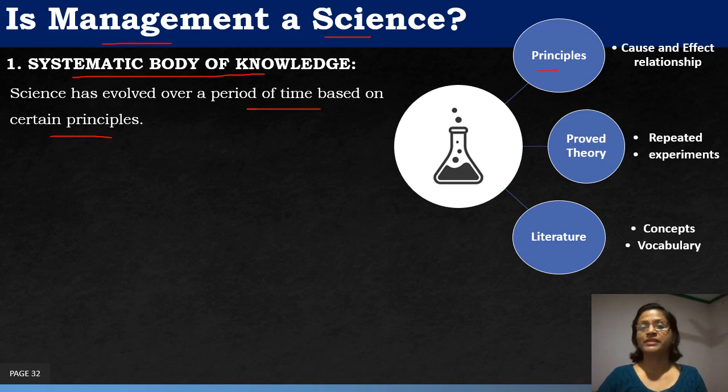How have these principles been derived? It may be using cause and effect relationship. Cause and effect relationship in simple words means there is a cause behind whatever happens in the world. And science also has proved theories which have been derived from repeated experiments. Science also has literature and books which have their own concepts and vocabularies. We have heard of scientific names of plants and animals.